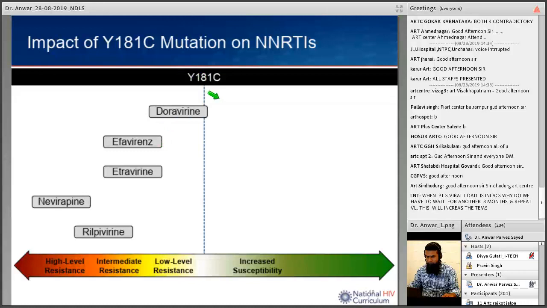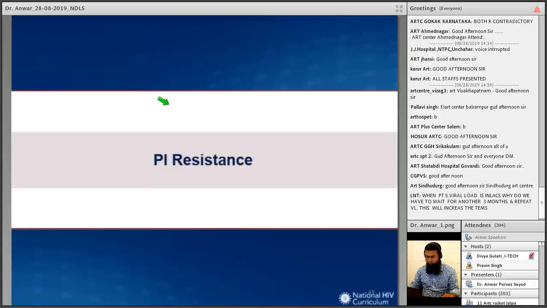Only Y181C is another mutation which actually moves even doravirine to the left side, but still it will have some activity. That is why I said that this can be one of the future drugs which will come into clinical practice.